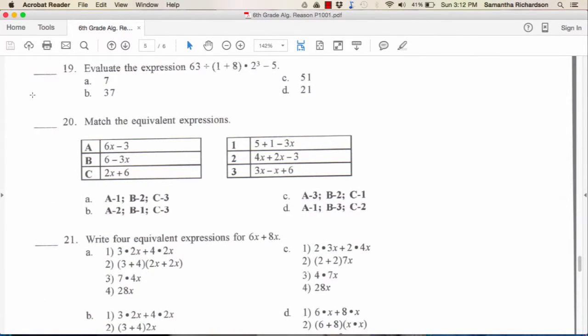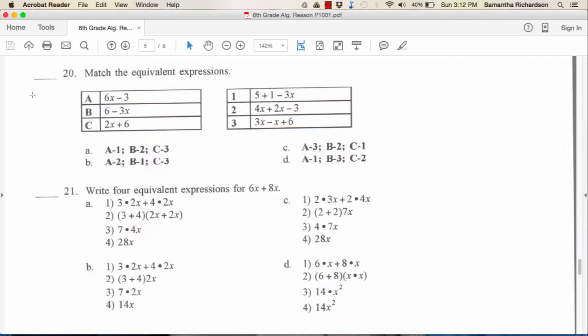Question 19. Evaluate the expression 63 divided by parentheses 1 plus 8 close parentheses times 2 cubed minus 5. A. 7. B. 37. C. 51. D. 21.